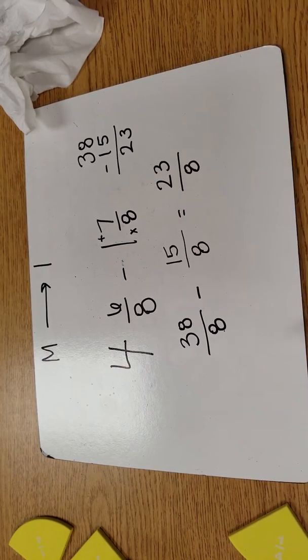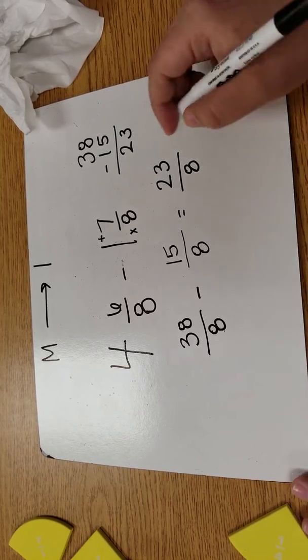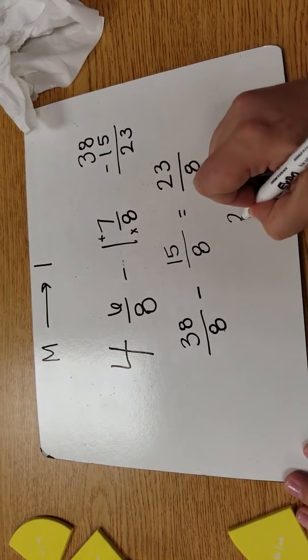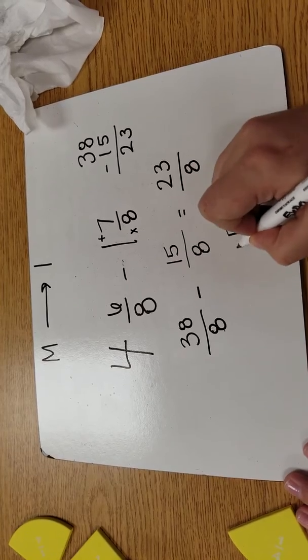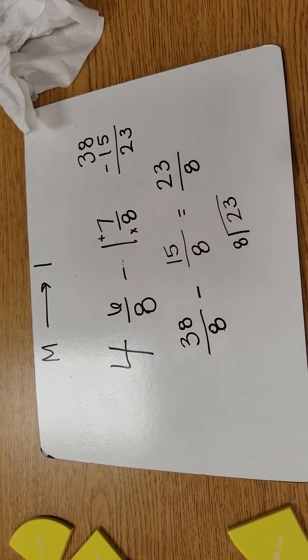Now, we don't really want to leave our answer as an improper fraction. So then we're going to go back to a previous video, if you forgot how, and turn our improper fraction back into a mixed number. So I like to do the long division. So we're going to divide 23 by 8. And I'm going to ask, how many times can 8 fit into 23?